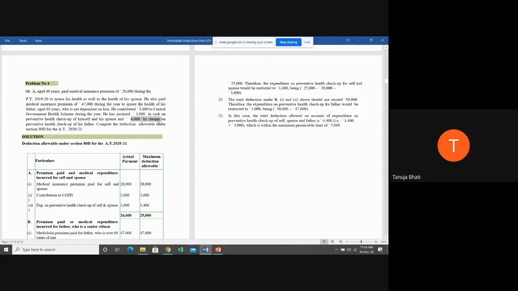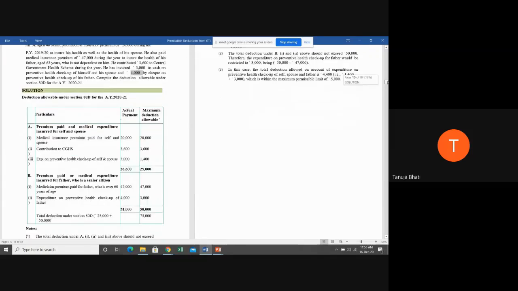Next, he has also taken a preventive health checkup for his father, of an amount of 4,000 rupees. For the father, since he's a senior citizen, the limit is 50,000. Now 47,000 he's paid as premium plus 4,000. So it becomes how much? 51,000. But for the father, the maximum deduction is only 50,000. So here again we have to minus 1,000 in order to arrive at 50,000. So let us see the solution.